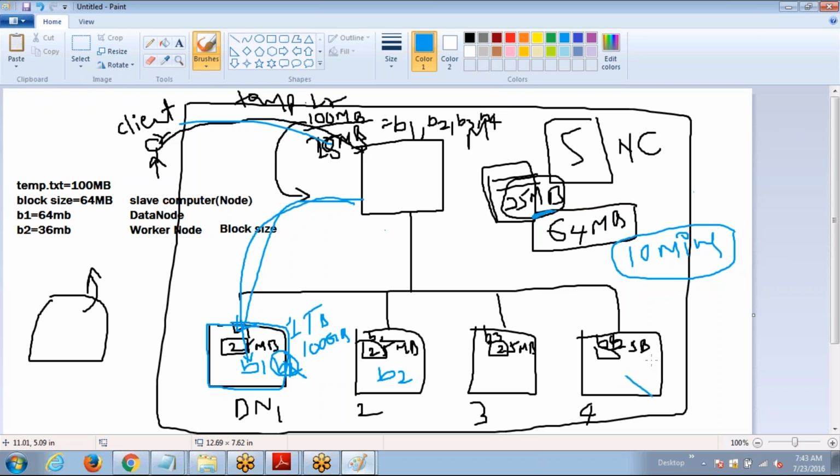Now probably 2 of my data nodes are not working in my Hadoop cluster. So with only these 3 computers I am going to compute and get the results back. Don't worry about how you are going to recover this data, but as of now only 3 computers are working instead of 5. As per the Hadoop framework, as per the parallel processing concept, if 5 computers take 10 minutes, then with only 3 computers it should take only 5 minutes.